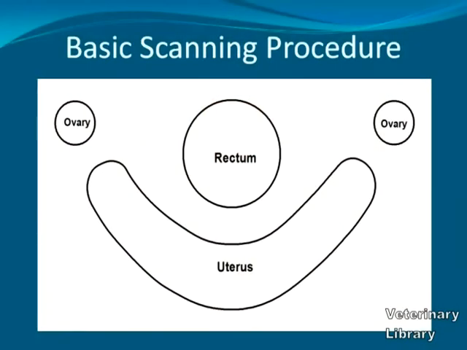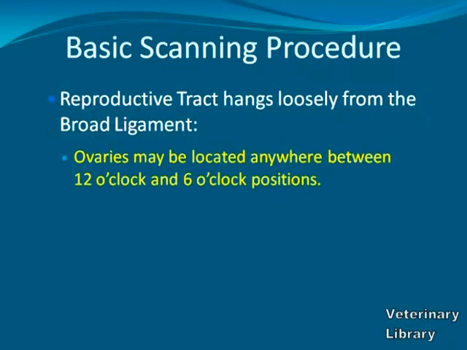This second diagram is a rear view of a common positioning of the uterus and the ovaries. Notice that the uterus is hanging in a U shape, with the ovaries located at the 9 and 3 o'clock positions. However, since the reproductive tract hangs loosely from the broad ligament and sits on top of the digestive system, the uterus and ovaries can actually be found in a variety of positions, with the ovaries located anywhere from the 12 o'clock to the 6 o'clock positions.